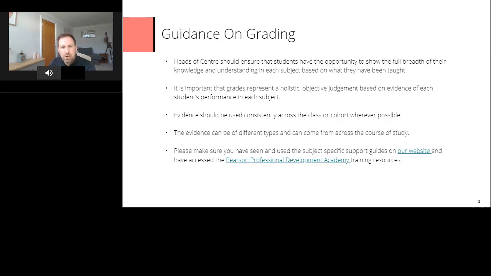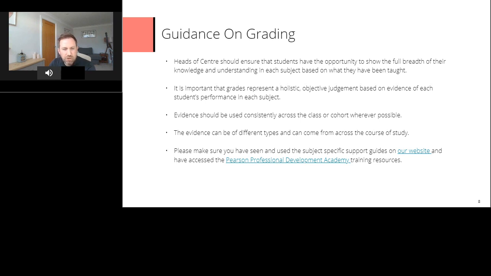So in terms of grading, what guidance has been provided so far? And we just want to give you a sort of snapshot of some of the key elements in terms of grading this year. So the first thing to note, and this is true for all students across all qualifications this year, is that the head of centre must ensure that all students have had the opportunity to show the full breadth of their knowledge and understanding in each subject that they have been taught. And the key principle this year is that the grades you are awarding are based upon the content that they have been able to cover, not on any element that they have not been able to cover due to the pandemic and all of the issues that followed as a result of that.